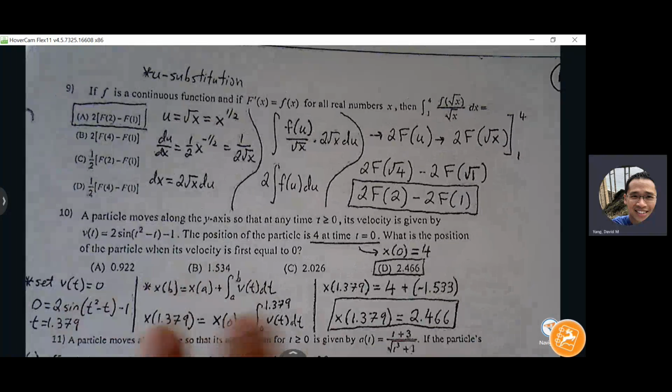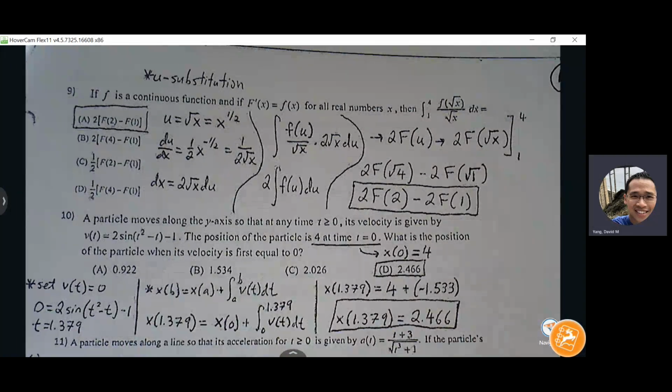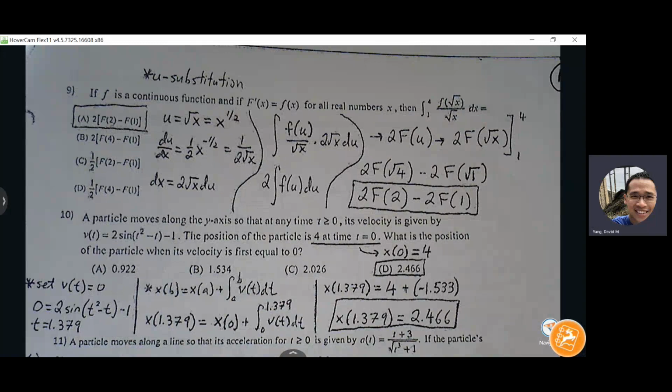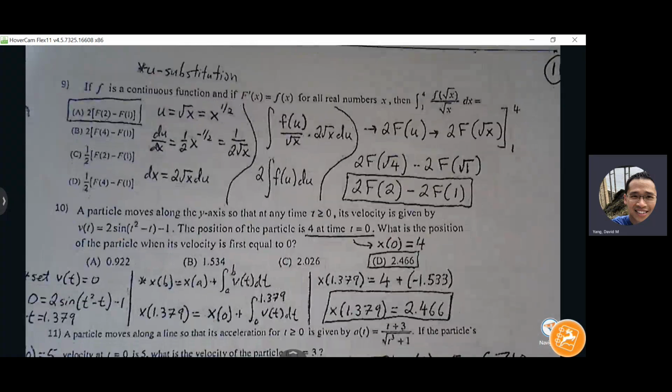Now, this particle motion formula can also be adapted for velocity and acceleration. Right? I just move everything down one derivative. I can say v of b. If I want to find my final velocity, I can do my initial velocity plus the displacement of my velocity. So I can do the same process for the problem below it.